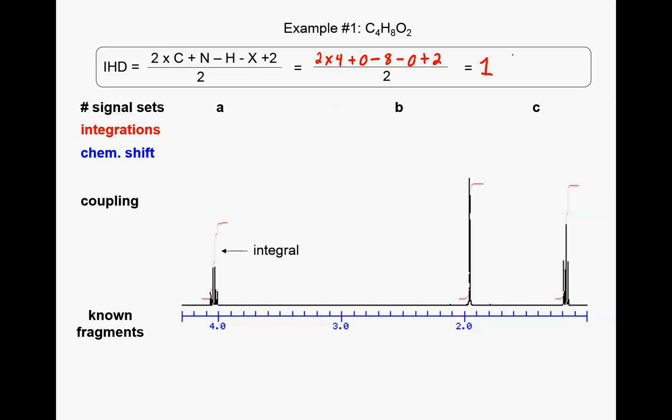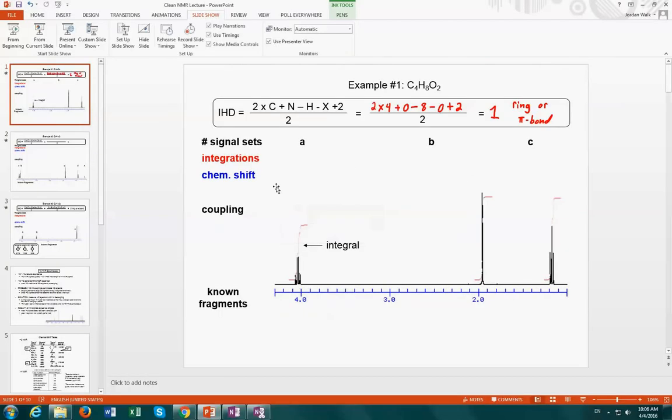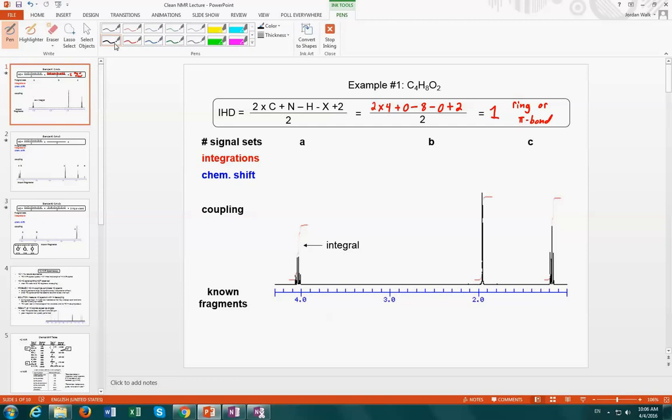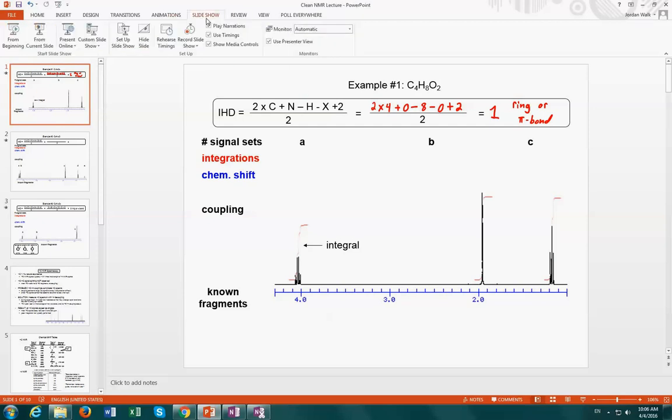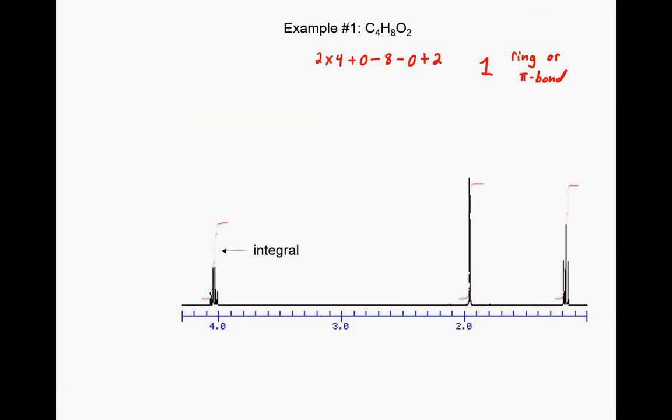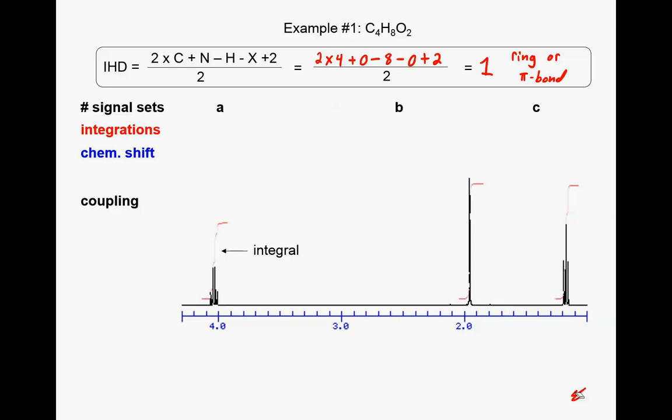All right, so this means we have 1 ring or pi bond in our molecule. Let's see if I can choose a different pen here. Okay, so that gives us a little piece of structural information. There's going to be lots and lots of little pieces of clues that tell us what's going on. The next thing we might look at is the number of signals. How many signals are we seeing? Yeah, we're seeing 3 signals, labeled A, B, and C.